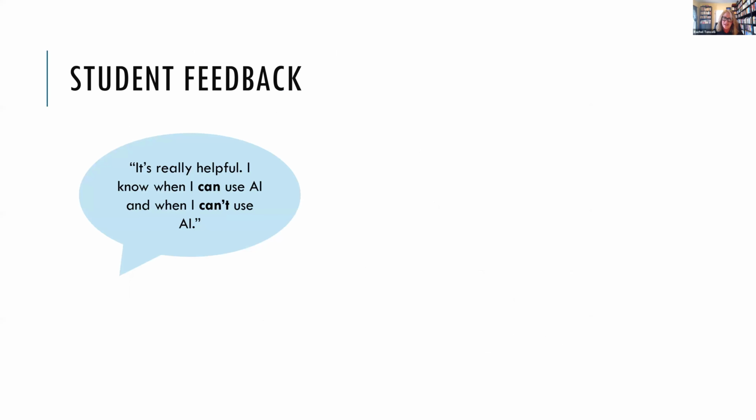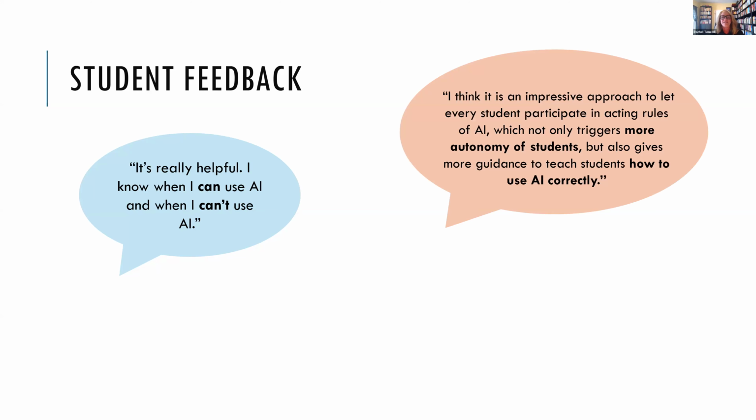And we've had great luck using it, but we really wanted to make sure that our students agreed with us. So we regularly collect student feedback about the things we're doing in class. And so we collected it on this process. And here's some of the things our students told us. One student noted it was really helpful because they know when they can use AI and when they can't use it. Another student said, it's an impressive approach to let every student participate in making the rules of AI, which not only triggers more autonomy of students, but also gives more guidance to teach students how to use AI correctly.